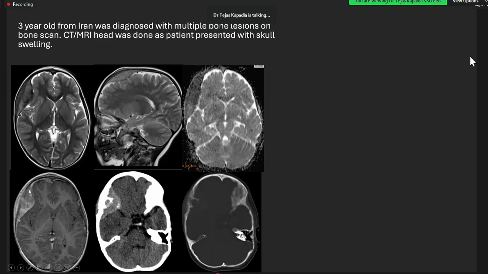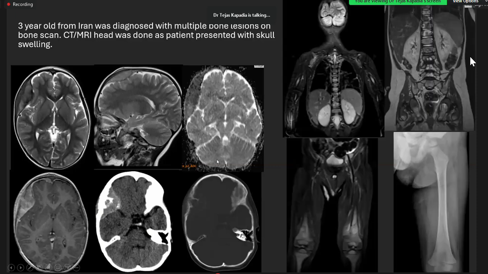Now, a close differential to this would include Ewing's, etc. LCH will look very different. You might not see periosteal reaction, but you might see some bone destruction and a sclerosis pattern. In this particular case, we did a whole-body MR, and it showed no mass lesion along the sympathetic chain or involving the adrenals. And the skull lesion was biopsied.